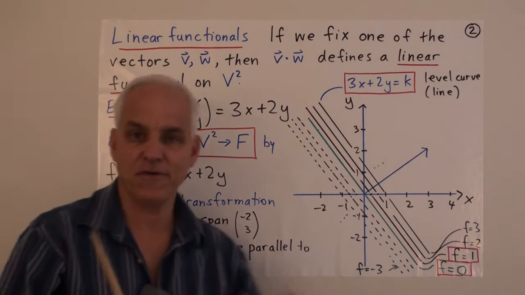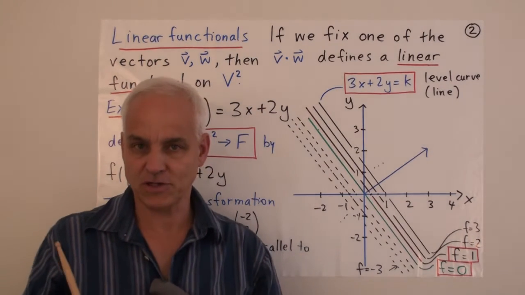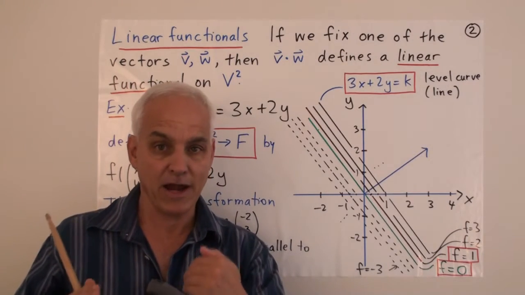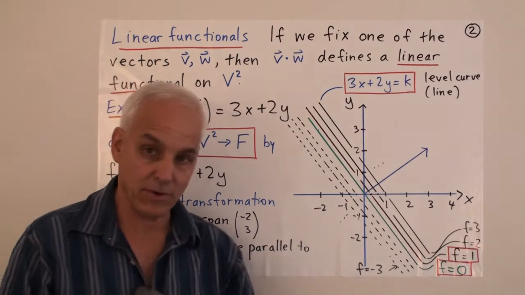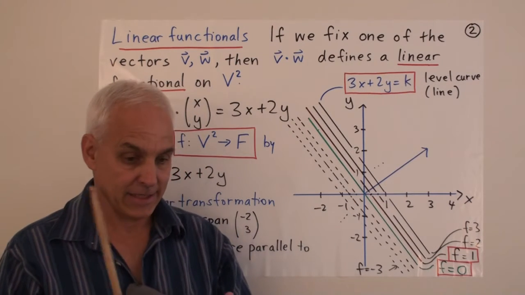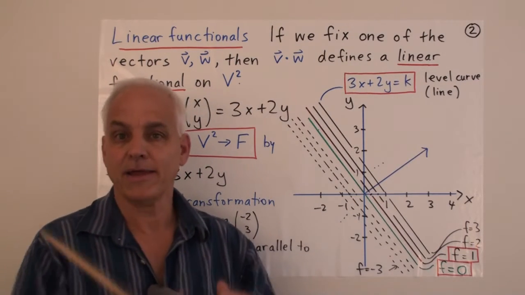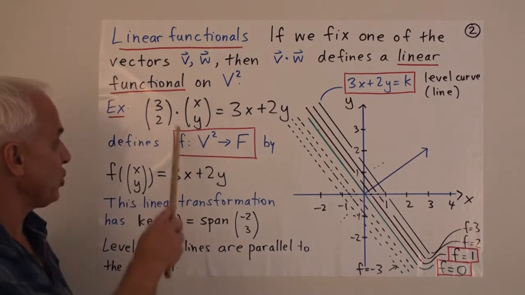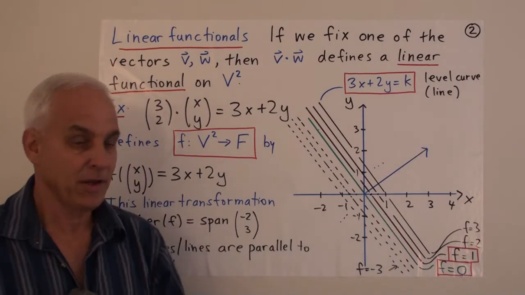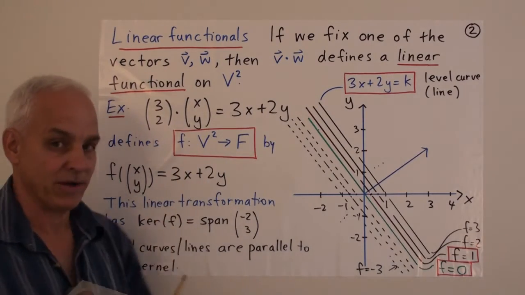This is called a linear functional on a vector space. It's a particularly simple kind of function. It's a linear function. It has the value 0 at 0. And it's basically determined by one direction, in this case the vector (3, 2), which generates the functional by the dot product.